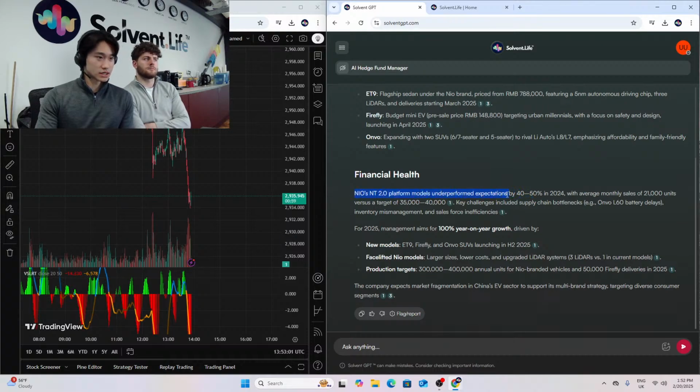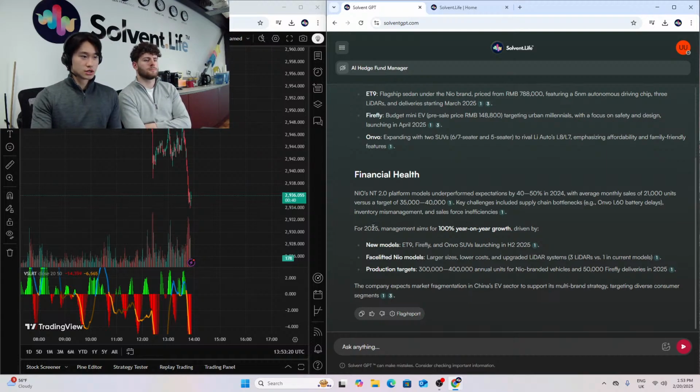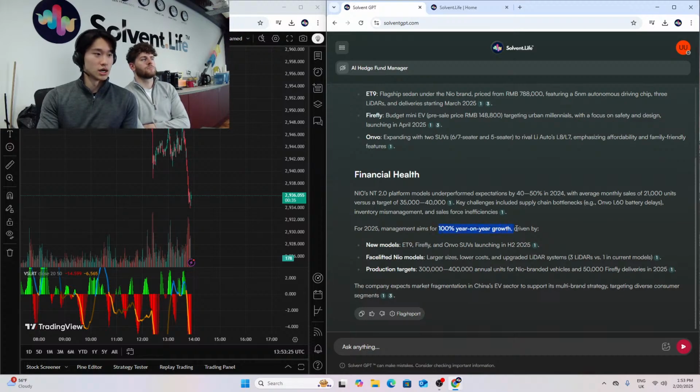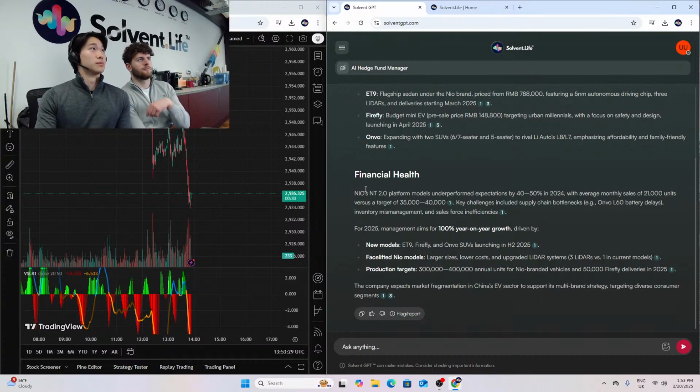So they got expectations that it's underperformed by 40 to 50% in 2024 with average monthly sales of 21,000 units. Key challenges include supply chain bottlenecks, inventory mismanagement, and sales force inefficiencies. So for 2025, their management aims for 100% year-on-year growth with these products that they have coming in their pipeline. They've got earnings in March, and the main thing about it is they've got battery swap technology.